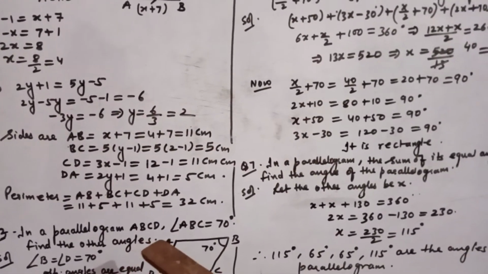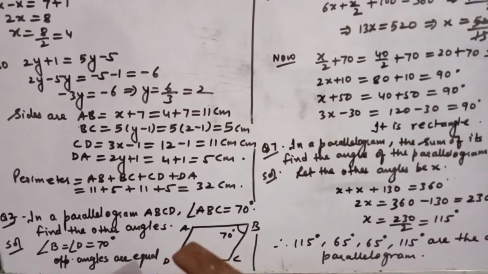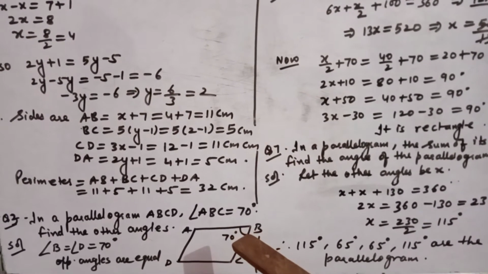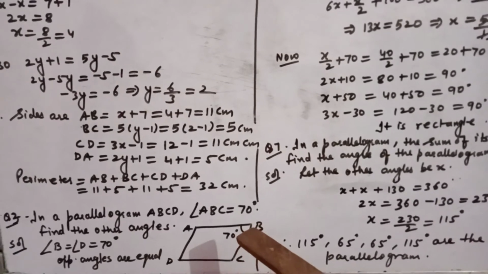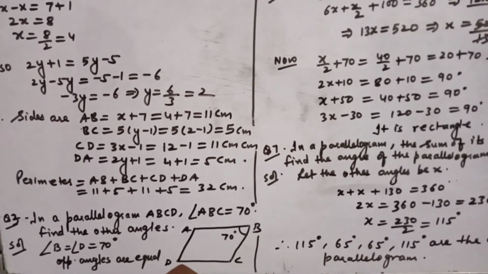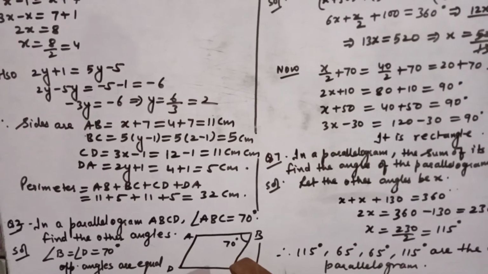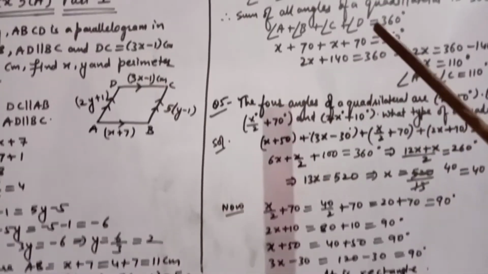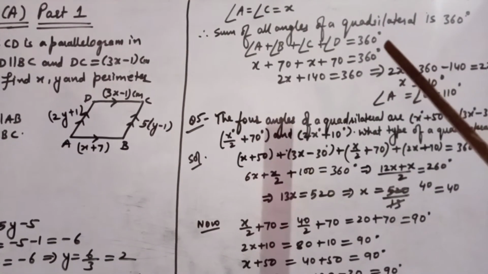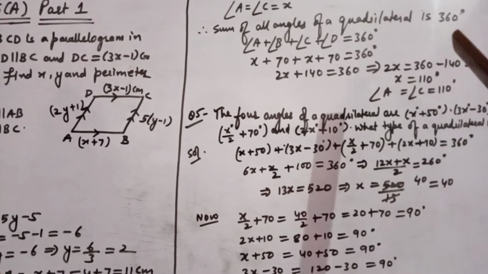Now, next question. Question number 2. In a parallelogram ABCD, angle ABC is equal to 70 degrees. Find the other angles. This angle B is equal to 70, it is given. We know that in a parallelogram opposite angles are equal. So angle B equals angle D. Angle D is also 70 degrees. And we assume let angle A and angle C be X. So from the property, we can say that the opposite angles are equal and the sum of all angles of a quadrilateral is 360 degrees.